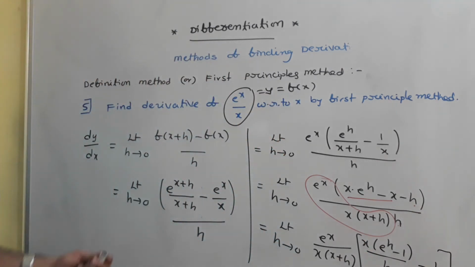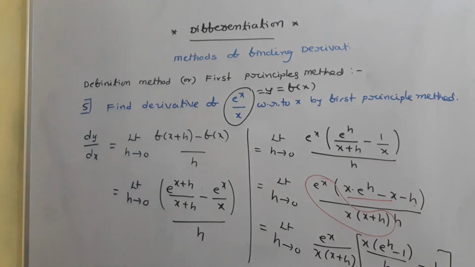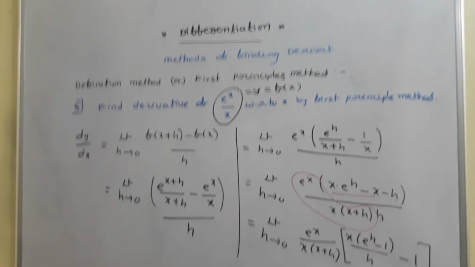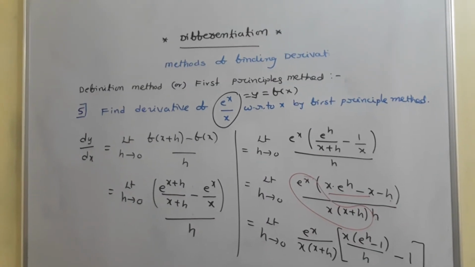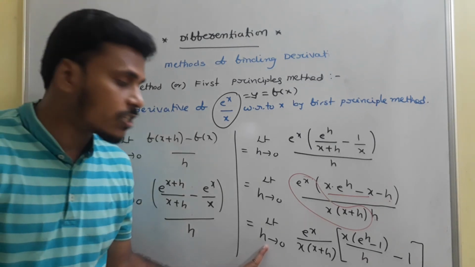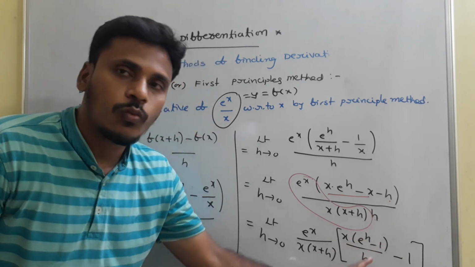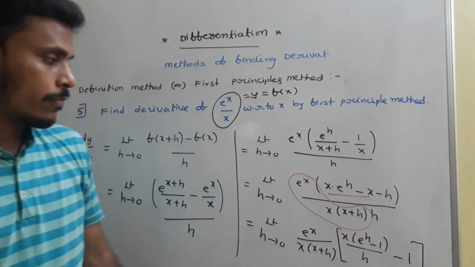Now you just have a look. As we are applying limit h tends to 0, what will be the possible value? See, we know as a standard limit that limit h tends to 0 of (e power h minus 1) by h is 1. This value is 1 actually.